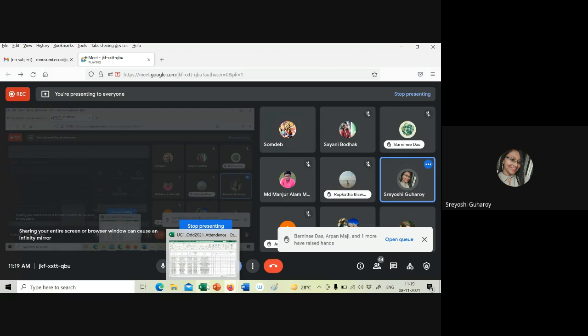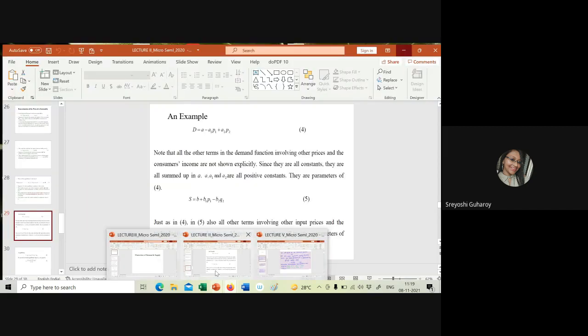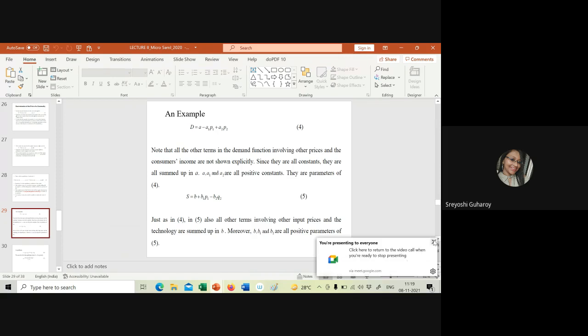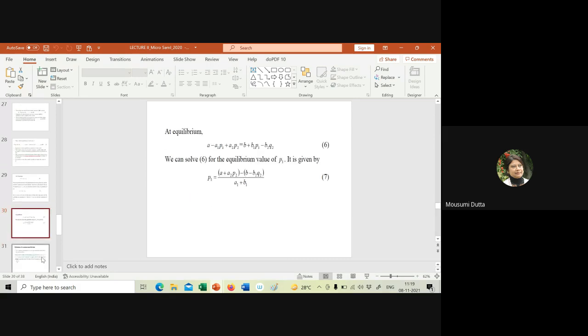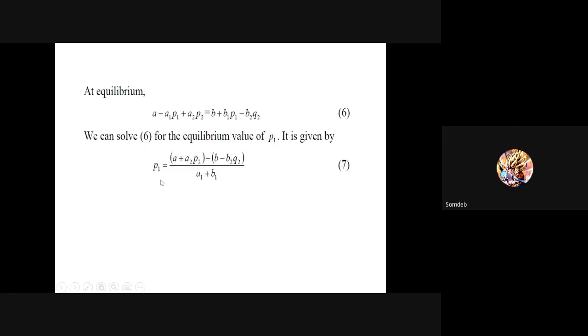Ma'am, P1 is equal to A minus B plus P2 whole bracket A2 plus B2, divided by A1 plus B1. Yes, very good. So this is the value we are getting: A plus A2 P2 minus, within bracket, B minus B2 Q2, and in the denominator A1 plus B1. So please mark it as equation number 7.